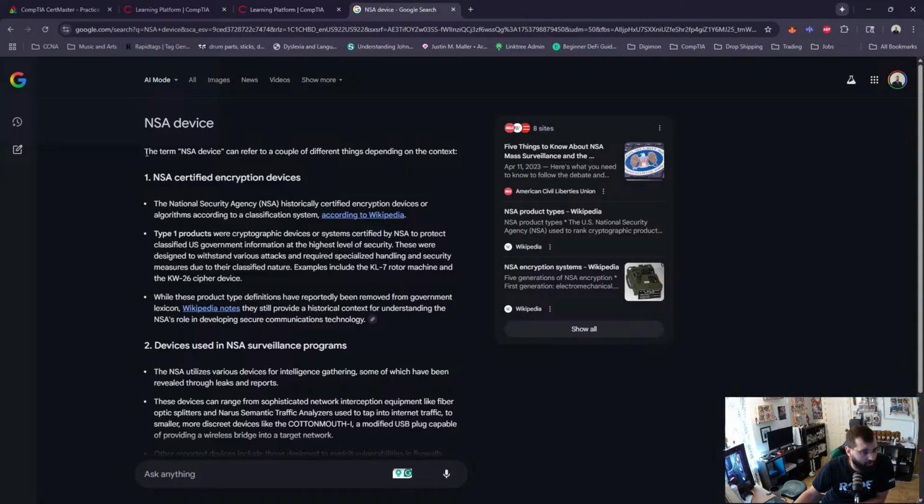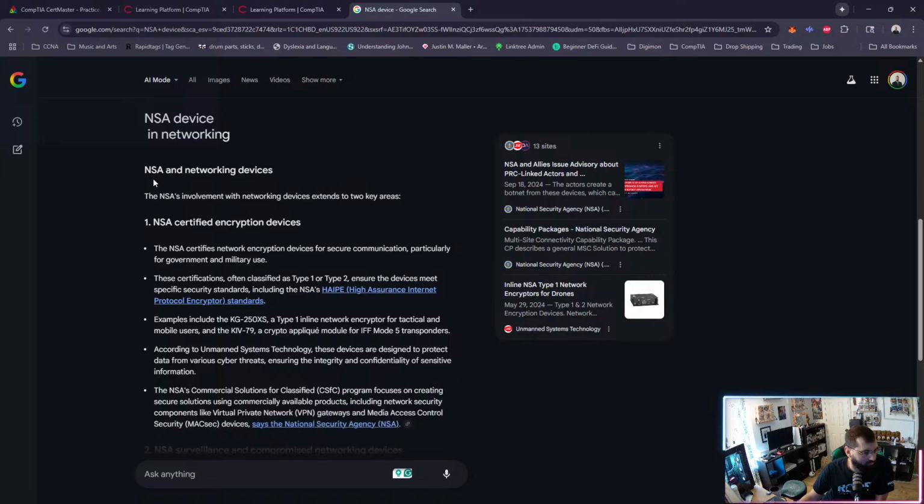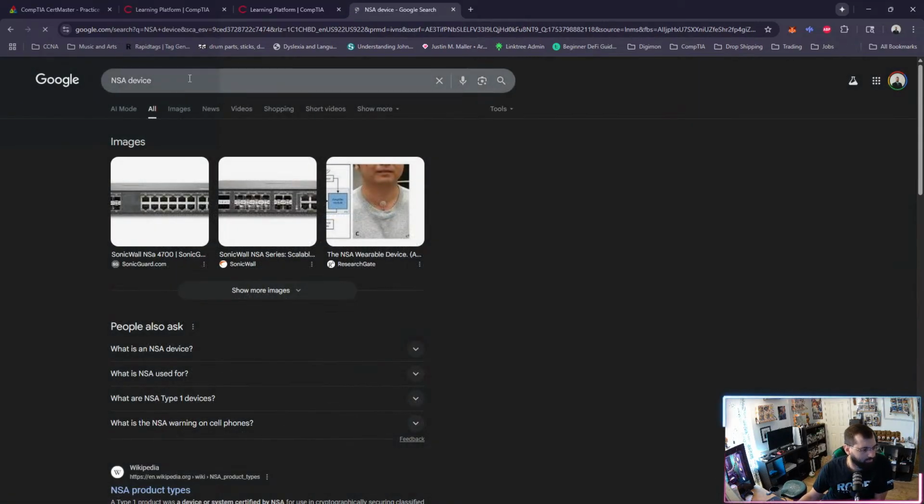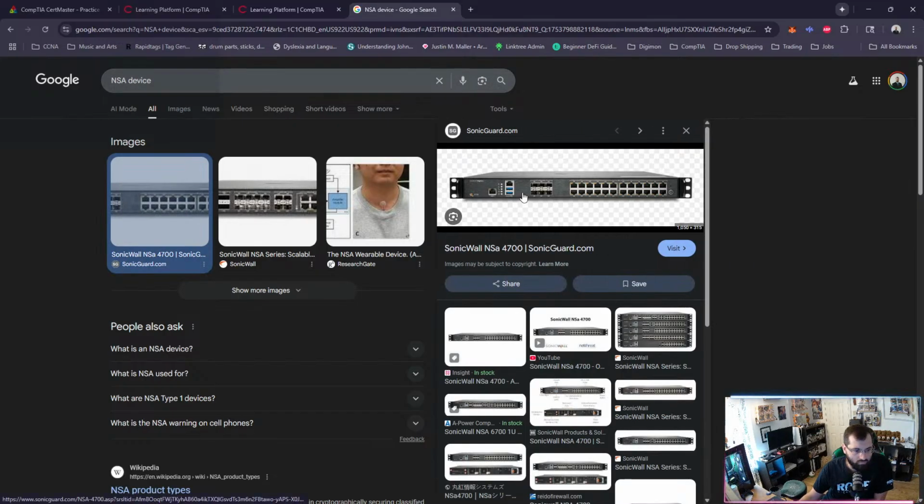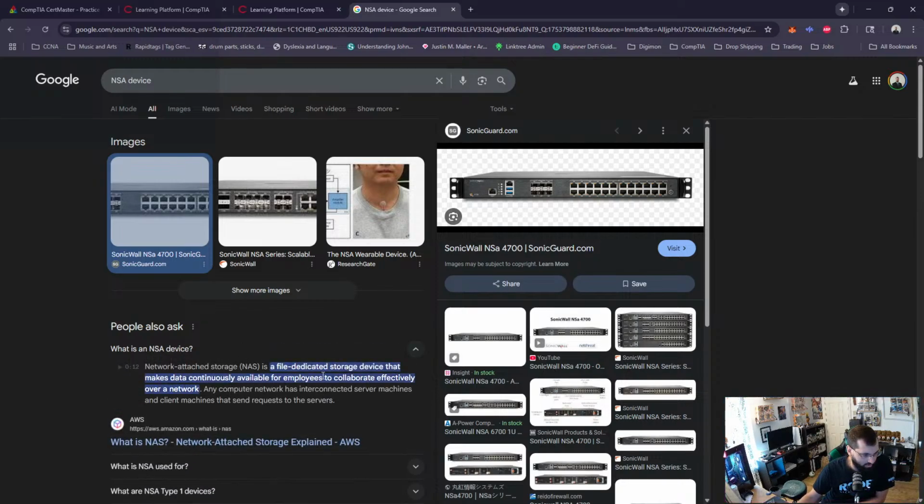The term NSA device refers to... well, hey, you know what? Let's have this. No, dang it. Two key areas in NSA certified encryption device. I feel like that's not right. What does it do? What does the NSA do? The national security... No, that's not what I want. A file detected storage device that makes data continuously available for employees to collaborate effectively. Okay, so the NSA device doesn't have fiber.